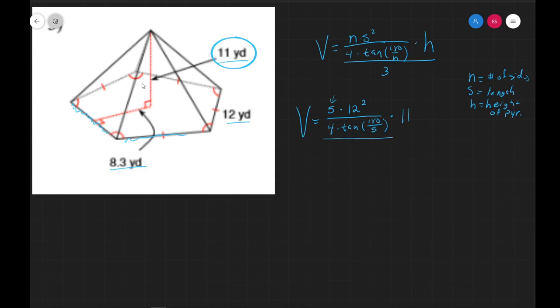Then whatever number we get from that, we're going to divide by 3 because we have a pyramid. If we had a prism, we wouldn't need to divide by 3, but since we have a pyramid, we need to divide by 3. So let's take a look and see what that looks like.